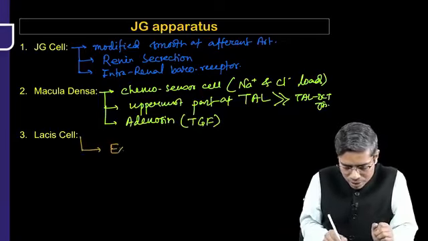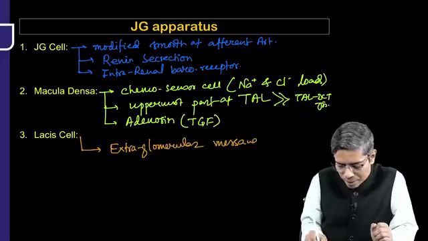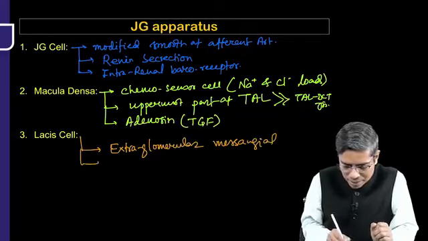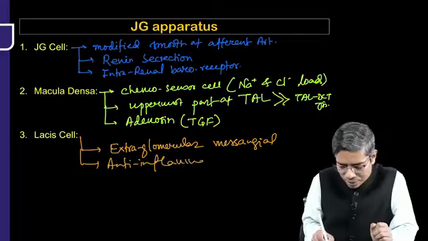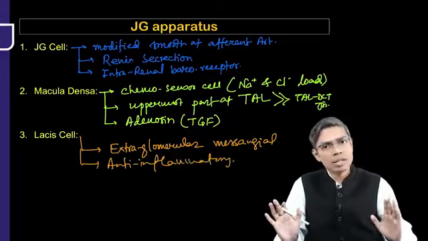This is also known as the extraglomerular mesangial cell, and this is an anti-inflammatory cell. So these are the important things that you have to remember about the JG apparatus. Got it? Very good.